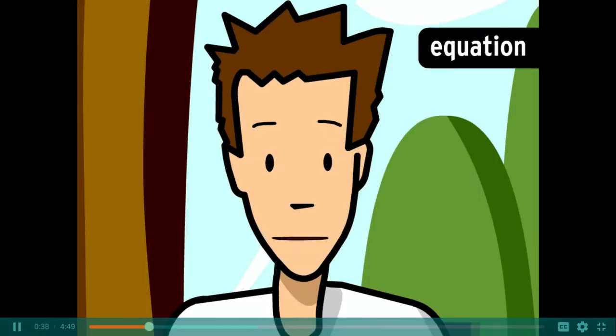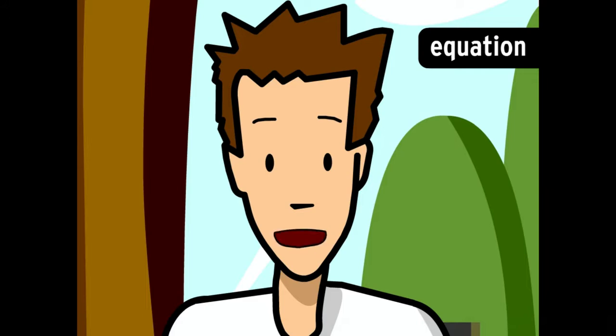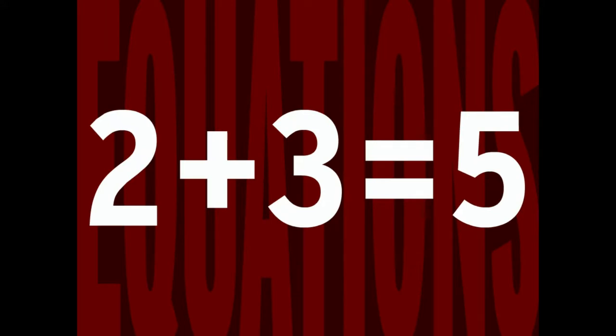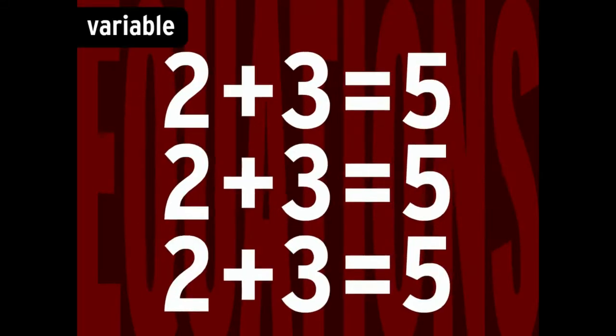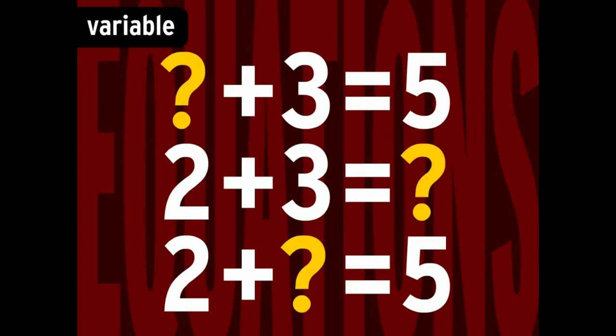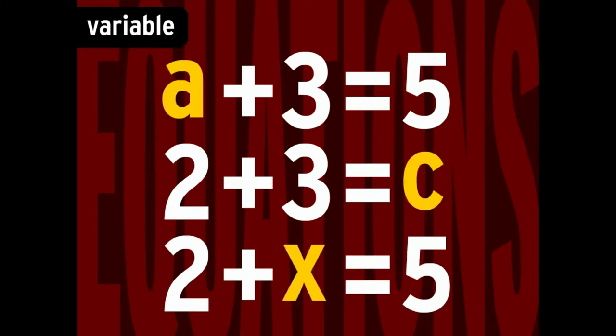Well, an equation is a comparison of two sets of numbers with an equal sign, like 2 plus 3 equals 5. The quantities on each side of the equal sign have to be equal. A variable is a placeholder for a number we don't know yet, so instead we use a letter. Whether it's an X, a Y, an A, or some other letter, a variable is just an unknown number.